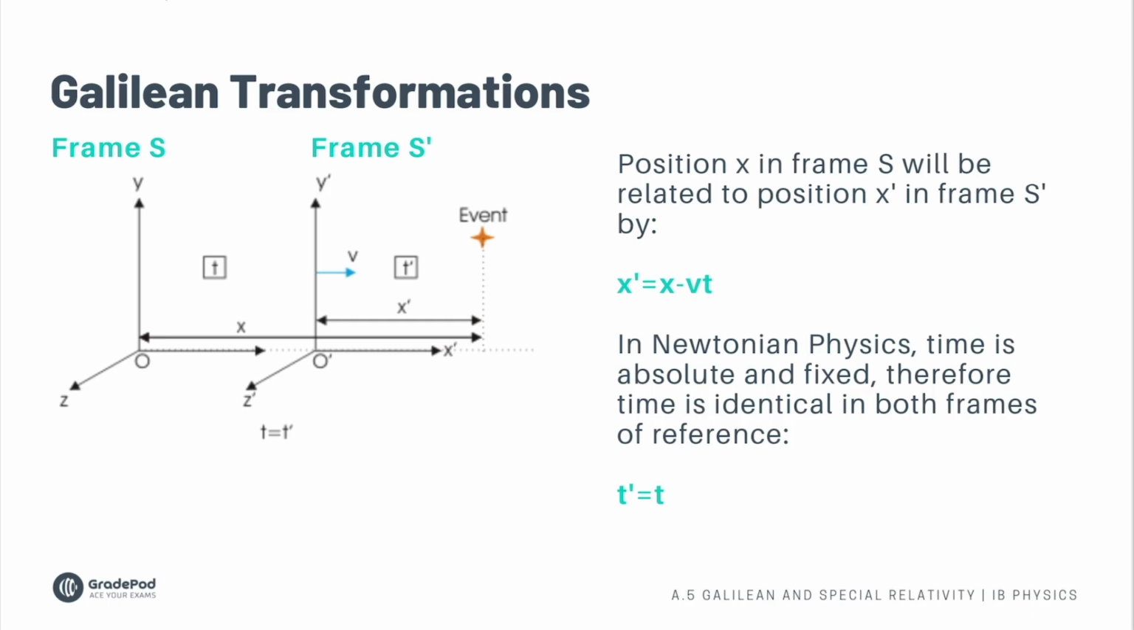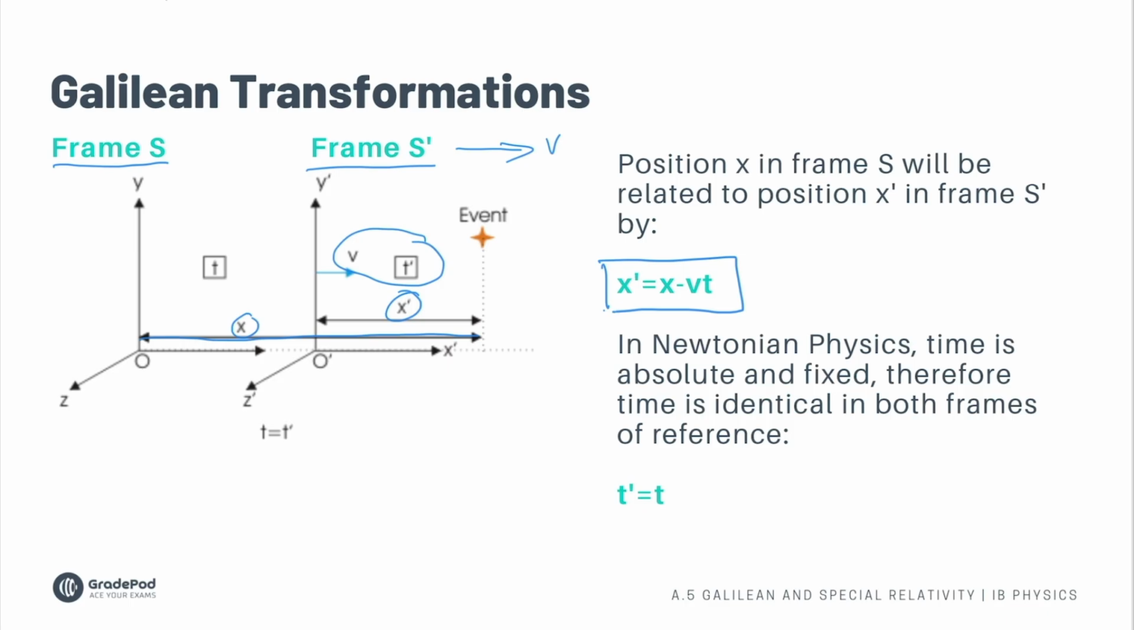We have two frames of reference here. Frame S is stationary. Frame S' is moving with velocity v relative to frame S. And it will be useful for us to calculate where things are in each frame of reference. And to do that, we use this first Galilean transformation, which is x' is equal to x minus vt.